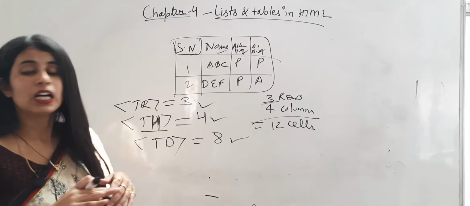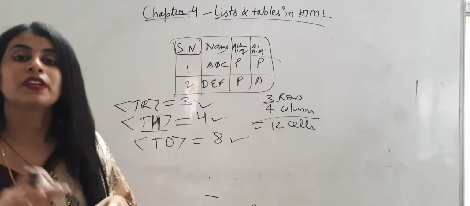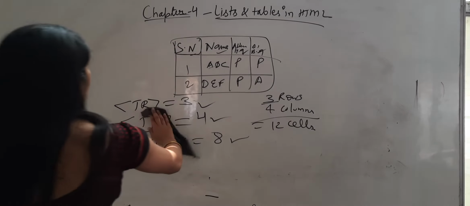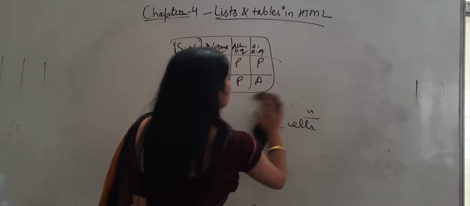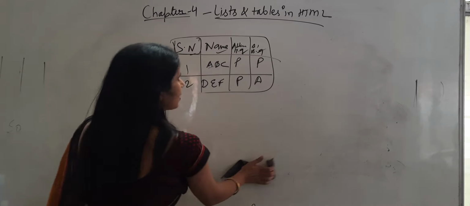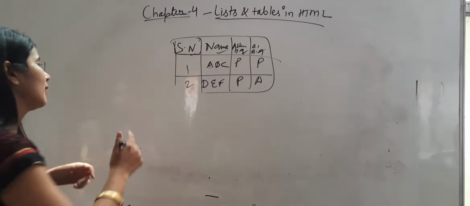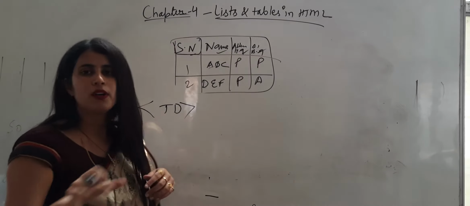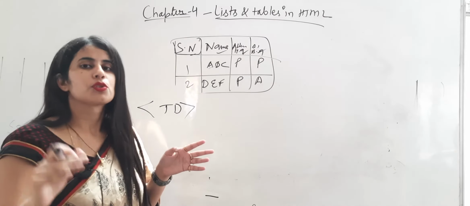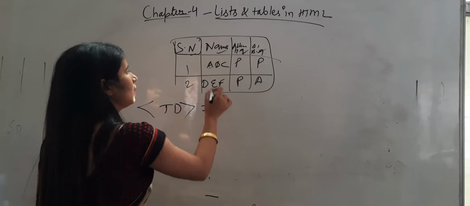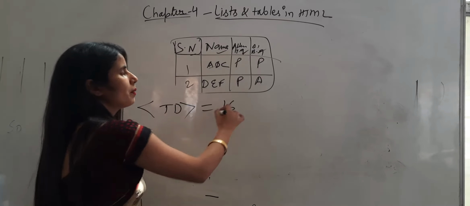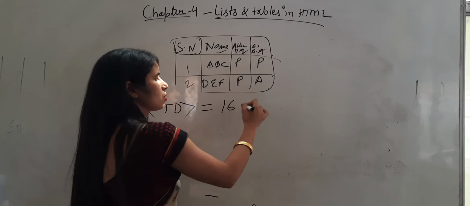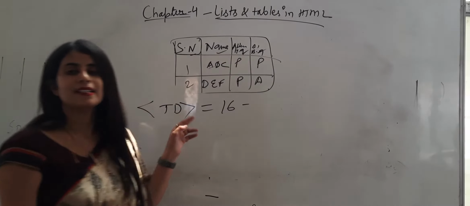Now if you don't want to keep the heading bold, you have to use the td tag there. Suppose you don't want to make the heading bold and want to write normally, you can do it by using td tags: 4 for this, then 4 for this, then 4 for this. So total td tags are 16 here.